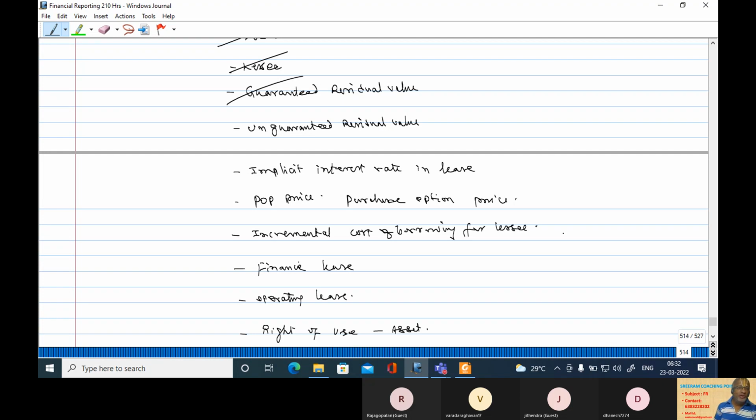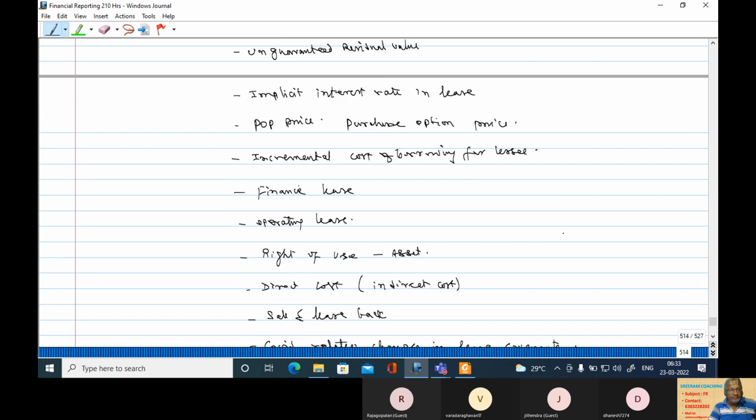Something like when your mom is preparing tea, definitely she will be putting sugar. In case sugar is not available at a particular moment, you can't run to the shop. So she may use jaggery as a substitute. So likewise, interest rate implicit in the lease is the first preference that you have got to use. If that is not available, then use incremental cost of borrowing.